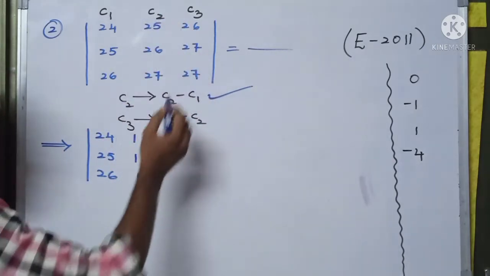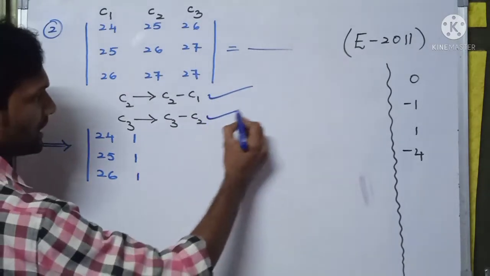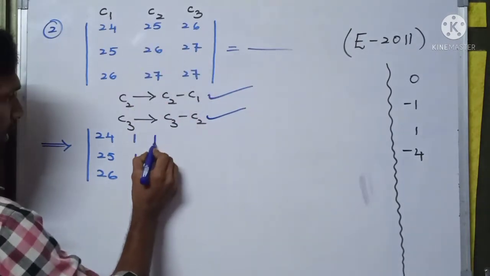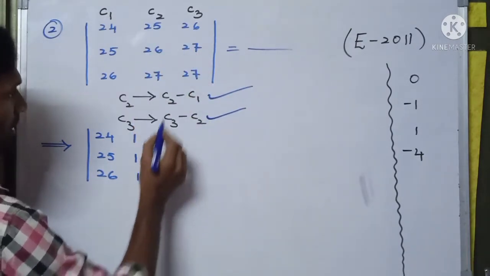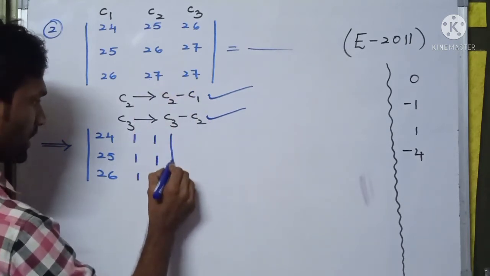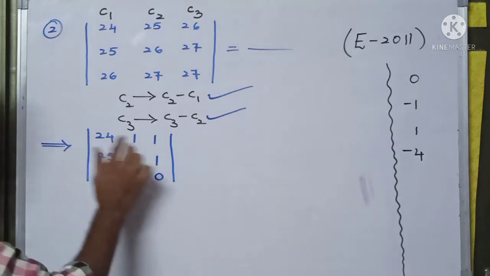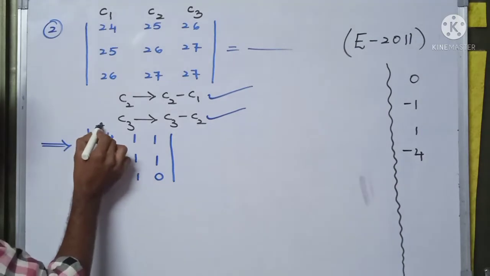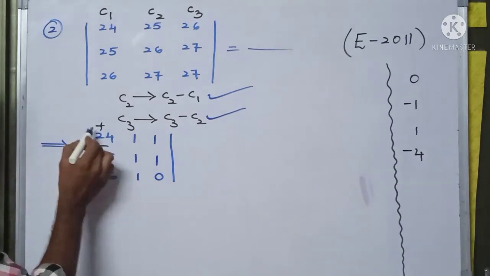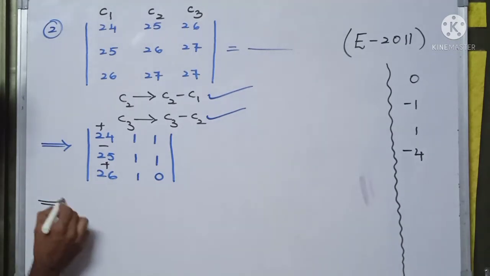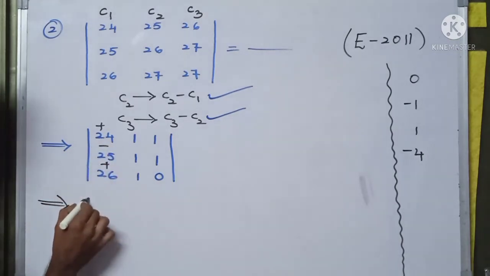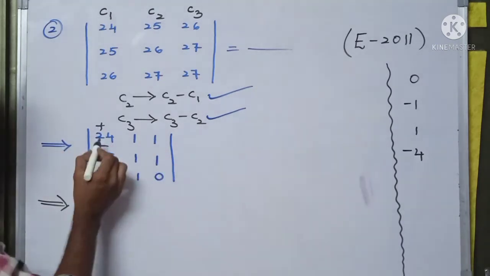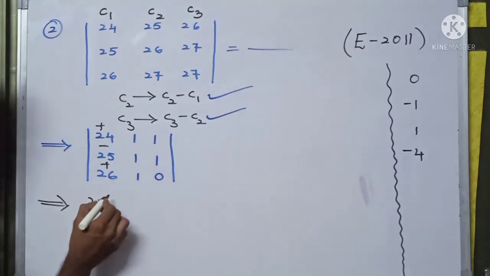Next, come to third column. To change this third column, apply the transformation C3 minus C2. That means 26 minus 25, it is 1. 27 minus 26, it is 1. 27 minus 27, it is 0. Now expand this determinant by using the elements of first column. Take the signs of elements of first column: plus, minus, plus. See this one, where the element is 24. 24 into, delete the row and column of this element 24.